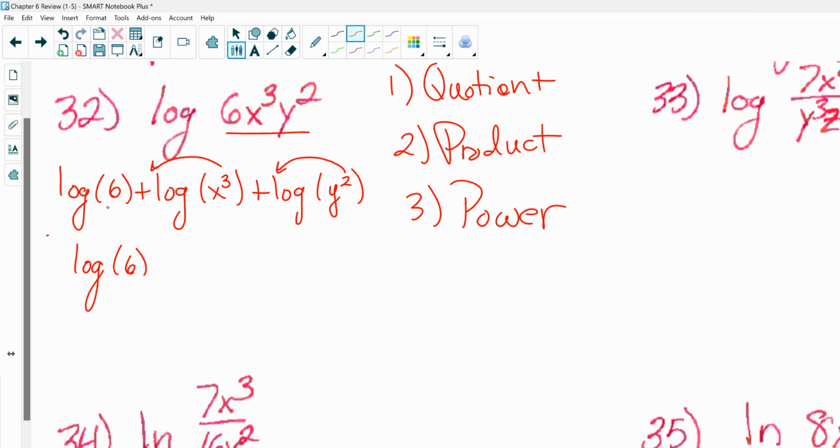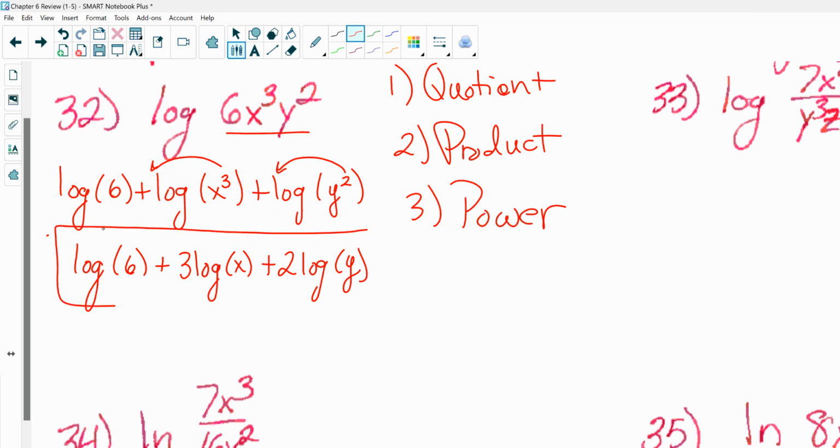So this will just say log of 6 plus, we move the 3 out front, telling us that we have 3 log of x plus 2 log of y. And that's it. That's as far as we have to take it. Some math programs in some places will make you take it further, because technically we can break up 6 into 2 times 3 and do that there. But we're not taking it farther than this.